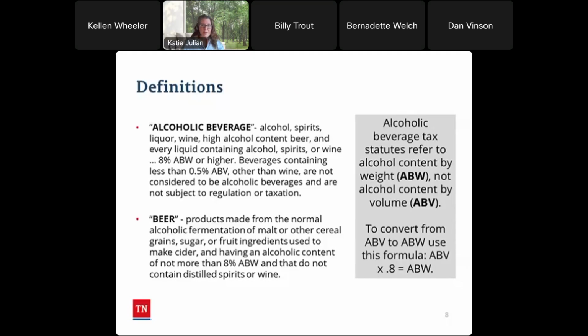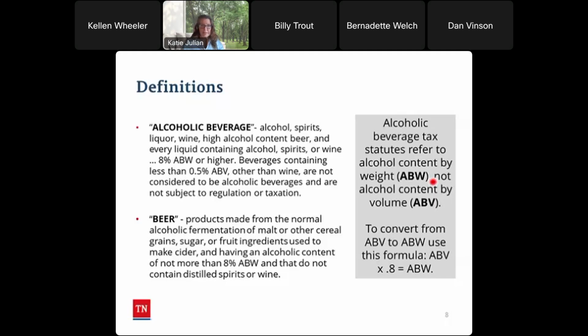Okay, so a couple boring slides here, but we just have to get these out of the way. Official definitions, because they're really important here. Although the alcoholic beverage tax statutes refer to alcohol content by weight, which we're calling ABW, the industry typically measures alcohol content by volume, ABV. So here's just a little way to convert that. We're going to be discussing everything by weight, though. This ABW is what you're going to see referred to in a lot of the definitions and tax law with regards to alcohol taxes.